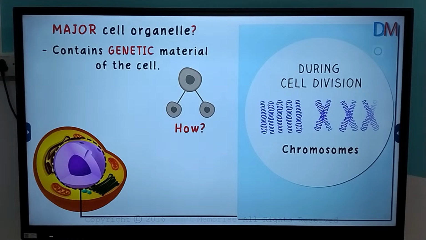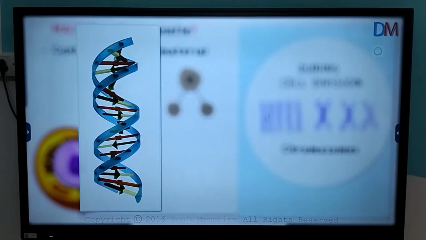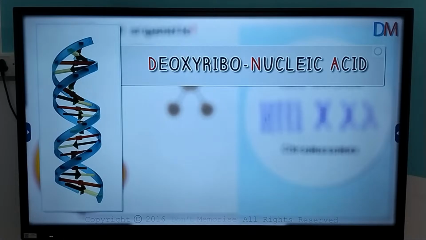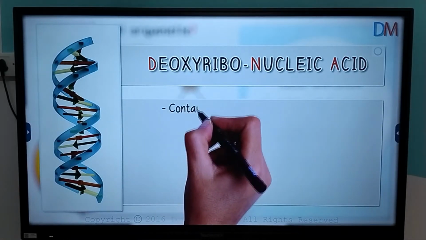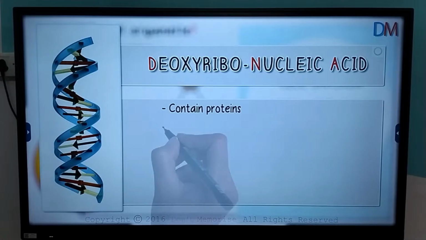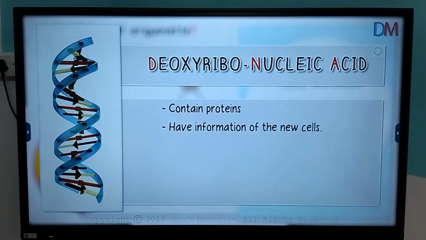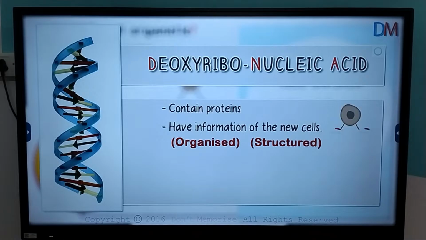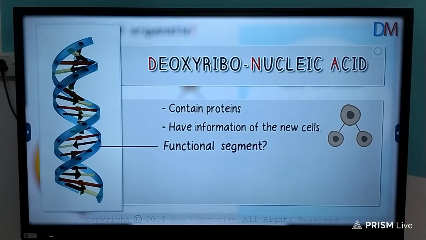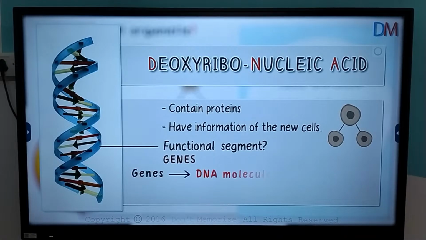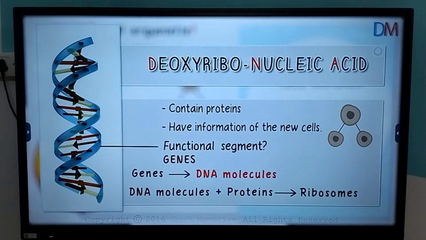How is this possible? Chromosomes contain genetic material in the form of deoxyribonucleic acid molecules. They also contain some proteins. The DNA molecules have the information of how the new cells must be organized and structured, which is why the new cells are quite similar to the parent cells. Do you know what the functional segment of a DNA is called? They are called genes. Genes make up DNA molecules, and DNA molecules together with proteins make up chromosomes.